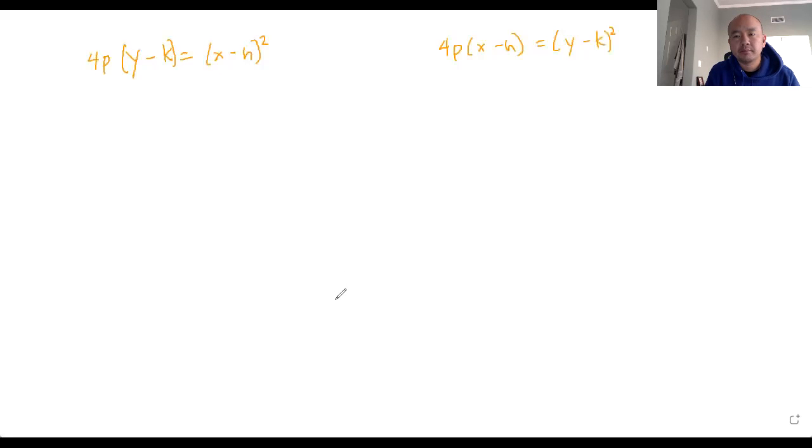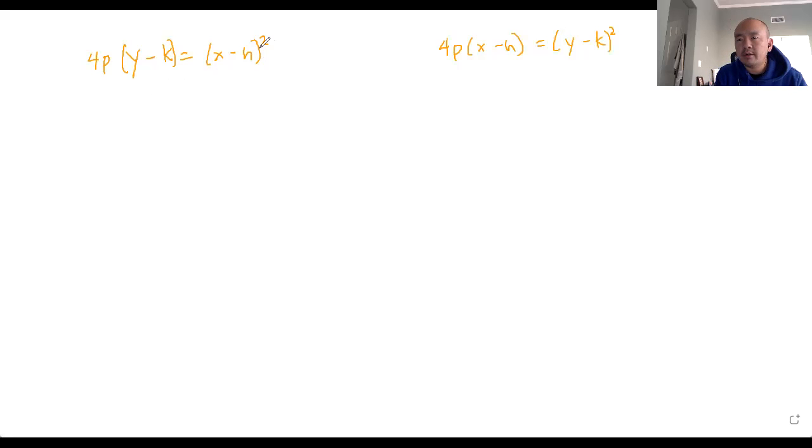Okay, and so first of all, I want us to focus on the equations. y minus k is equal to, we can put 4p in front, 4p is equal to x minus h squared. I also want to focus on 4p, and then the opposite, x minus h equals y minus k squared. Okay? There are a few things to note here.